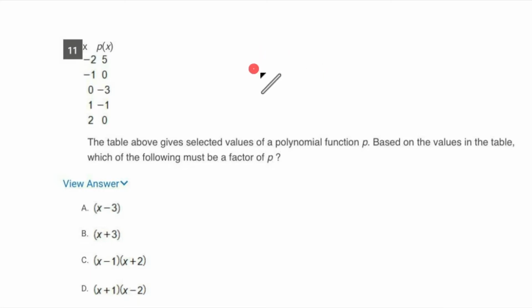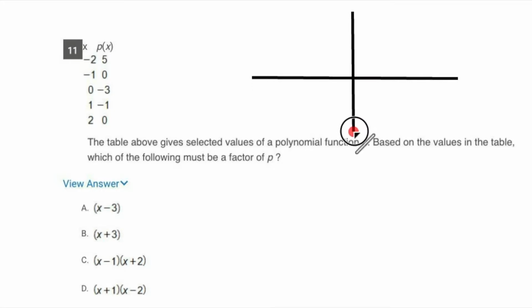It should be interesting. Okay, so if we were going to plot the points, so real quick, let's plot some of these points. So this is a polynomial. So it's going to be some sort of shape here. So let's just put these on. So we have -2, 1, 2, 3, 4, 5. We have -1, 0, which is a 0. We have 0, -3, and we have 1, -1, and we also have the 2, 0.